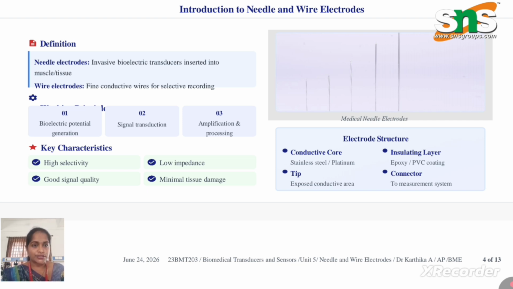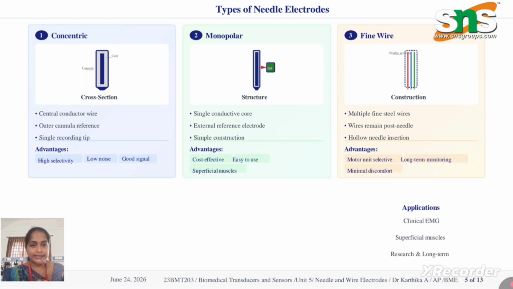Here the electrode structure: we have a conductive core, stainless steel or platinum, and an insulating layer, epoxy or PVC coating, with the tip exposed as the conductive area, and a connector, which is connected to the measurement system. See the types of needle electrodes. First one is concentric, second one is monopolar, and third one is fine wire. The applications involve clinical EMG, superficial muscles, and research and long-term applications in the biomedical engineering field.